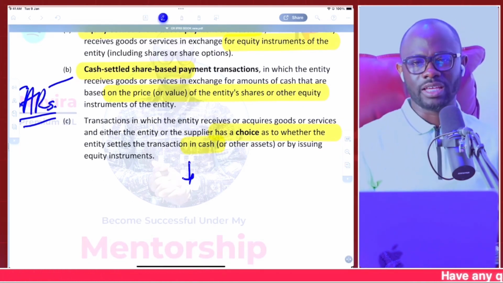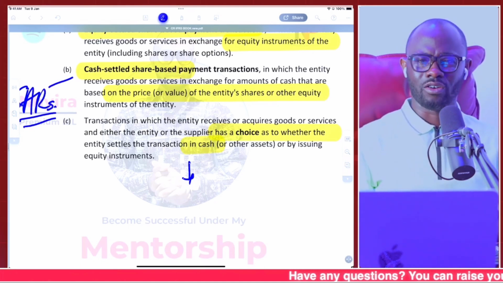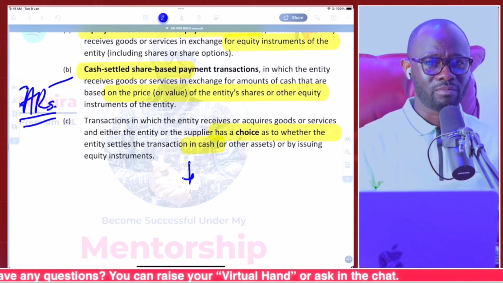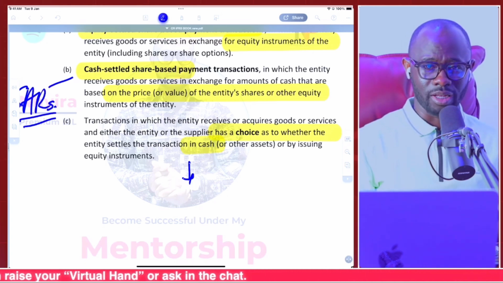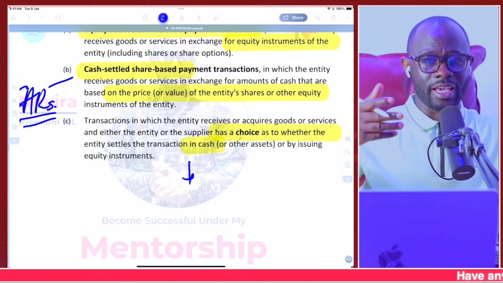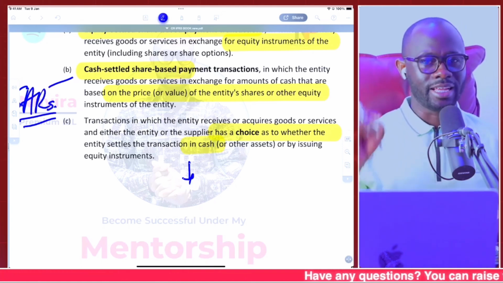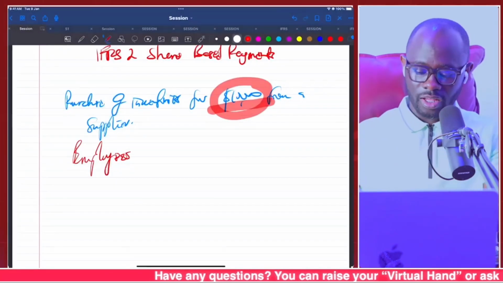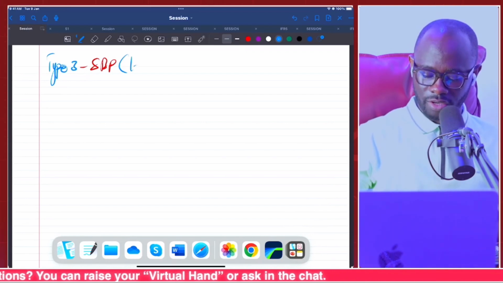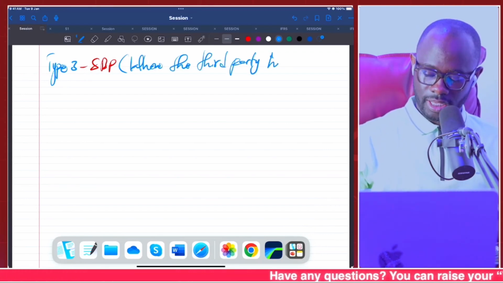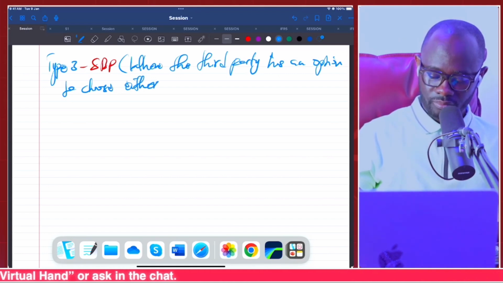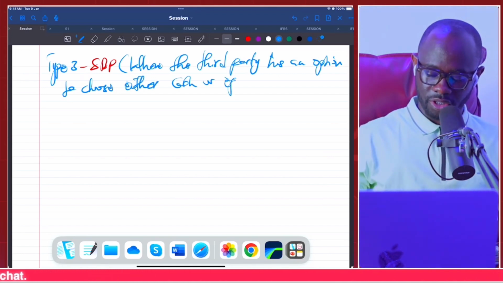requires that it will be treated as a compound financial instrument in accordance with IAS 32 financial instrument presentation. So we must split it between debt component and equity component. It is like we are issuing convertible loan notes. So let me take it again. Let's start the discussion from the third type of share-based payment. So type 3 share-based payment, and we are looking at where the third party has an option to choose either cash or equity shares.